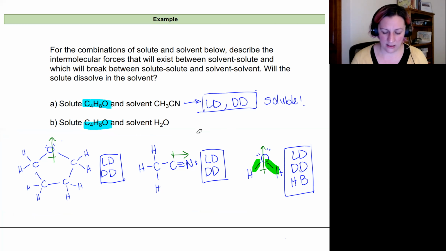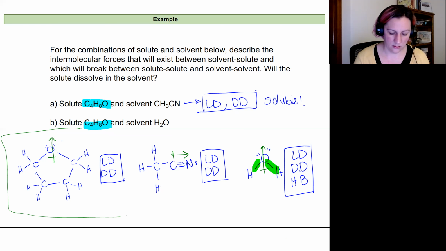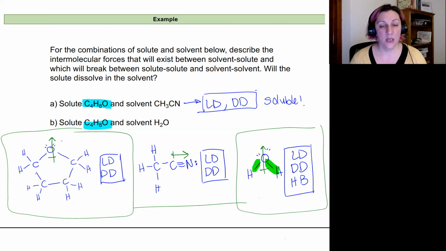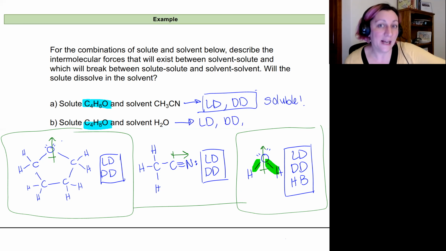All right, now let's focus on water and THF and their combination. So when we combine these together, we are going to be able to form London dispersion forces. Everything's got electrons. They both have dipole moments, so we're going to be able to form dipole-dipole interactions as well. Now, hydrogen bonds. We can form hydrogen bonds between our water molecule and our THF molecule.